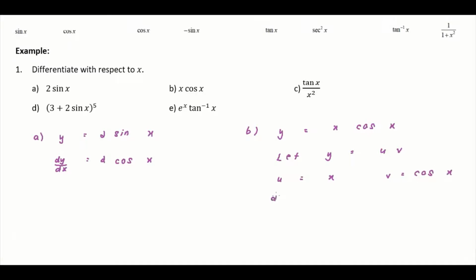Okay, so differentiate du/dx, you get 1, and then dv/dx. So when you differentiate cos x, what do you get? You get negative sine x. Okay, so let's continue with differentiation.